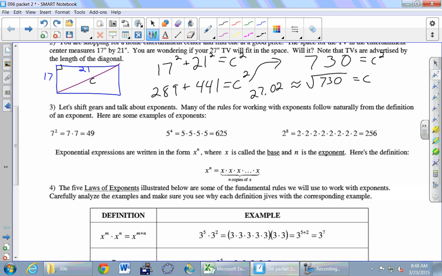But now I understand it's not just multiply, right? It's repeated multiplication. And 2 to the 8th is 8 copies of the number 2 all multiplied together. Turns out to be 256. An exponential expression is something that looks like x to the n, a number to a number. X is the base, n is the exponent. Definition, there isn't much to be gained from looking at that. It's really just explaining exactly what we did up above.